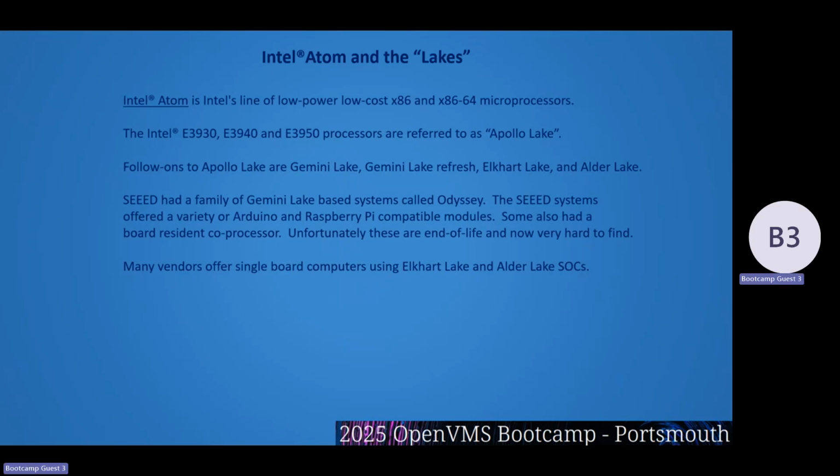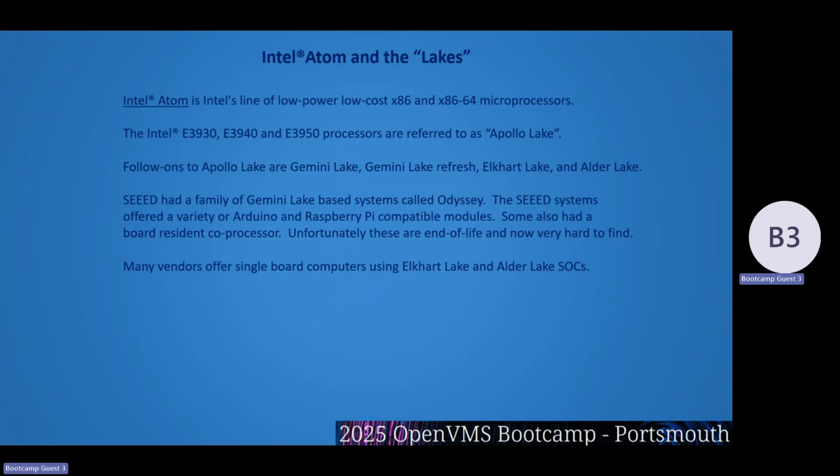In addition to the Arduino and Raspberry Pi compatible connector, it had a board resident coprocessor on it that also had ways for it to talk to the outside world. The coprocessor and Apollo Lake actually shared common memory. So VMS could load a program into the coprocessor and kick it off and get it to run. They could communicate back and forth.